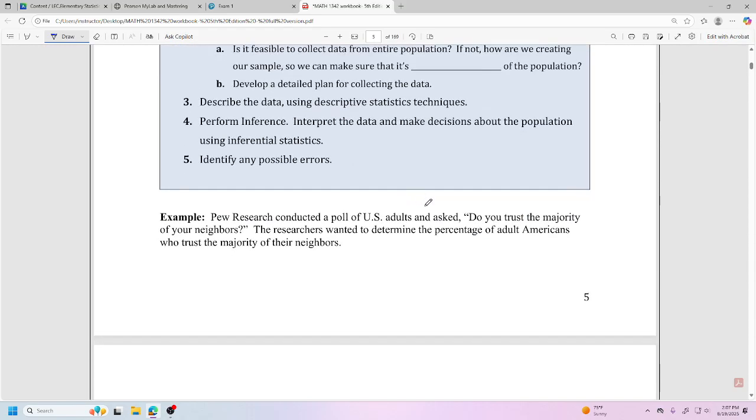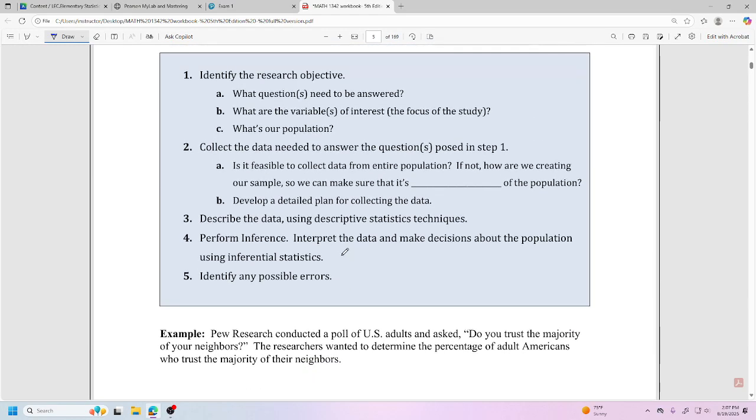We're not going to read it. I don't really care, and I don't really have an answer for this one, so I don't even know if it's on there. Let's just talk about it. Conducting a poll saying, do you trust the majority of your neighbors? Wants to determine the percentage of all this who trust the majority of their neighbors. I have no idea what the question is really talking about, and I don't even know if I saw it on the homework, so I'm going to skip it. Is that okay? I don't have it here. I didn't make this workbook. I'm sorry. Okay, so I'm going to scroll.